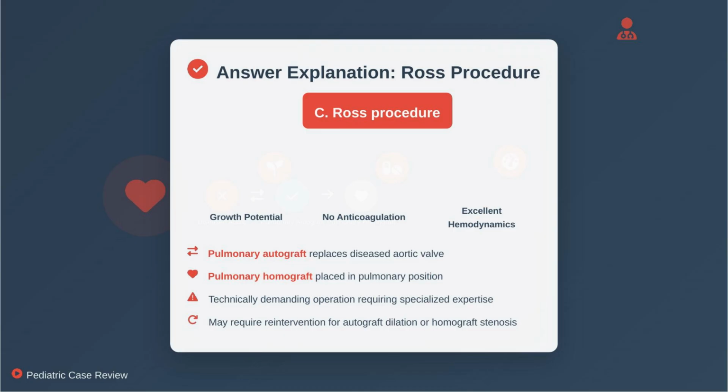Ross procedure. This operation involves replacing the diseased aortic valve with the patient's own pulmonary valve, autograft, then placing a pulmonary homograft in the pulmonary position. The major advantages include growth potential with the patient, no need for anticoagulation, and excellent hemodynamic performance. However, it's technically demanding and may require reintervention for autograft dilation or homograft stenosis later in life.